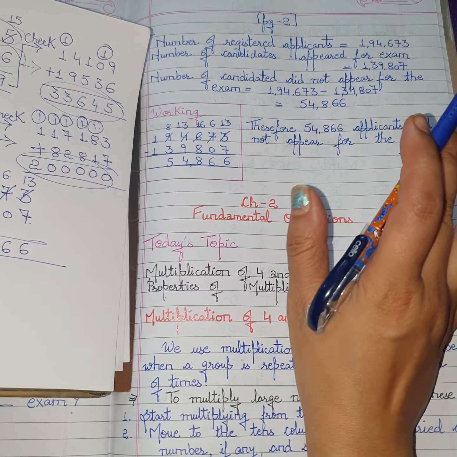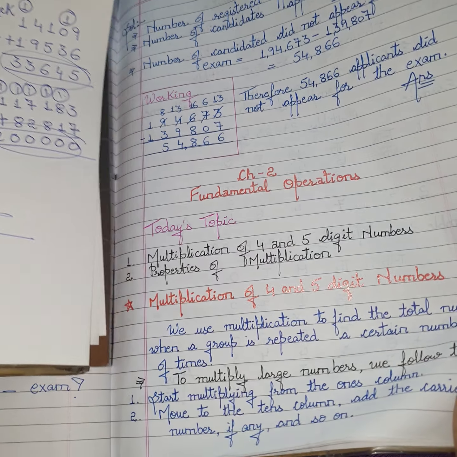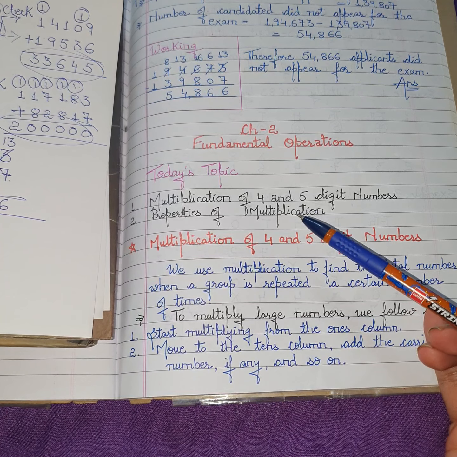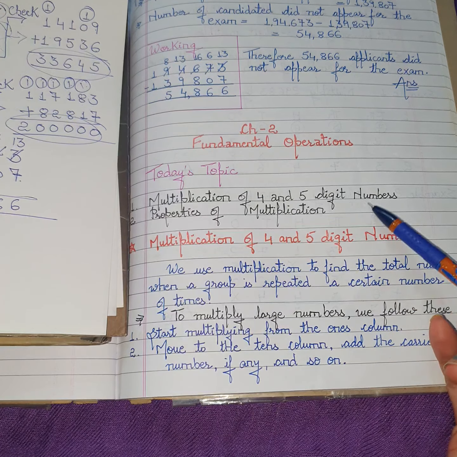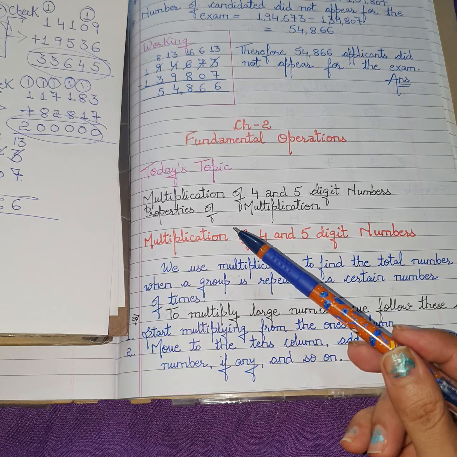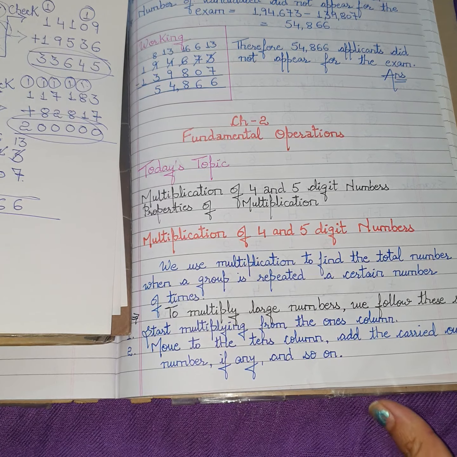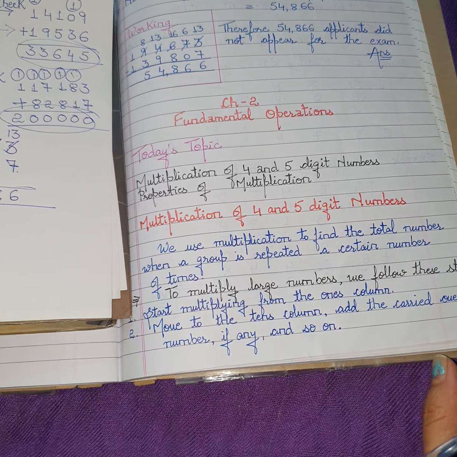So this was all about your answer key of the previous assignment. Now today I will teach you about multiplication, how to multiply 4 and 5 digit numbers, and I will also tell you about properties of multiplication. So the first topic is multiplication of 4 and 5 digit numbers.